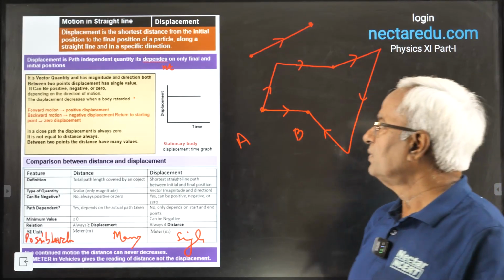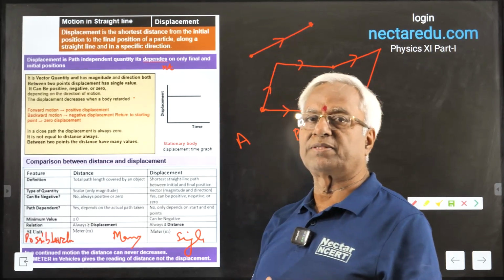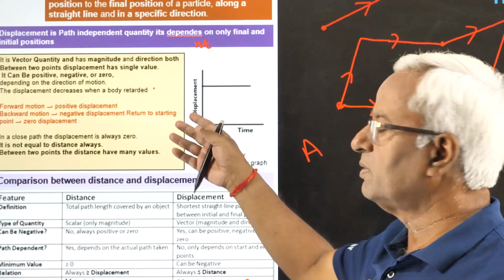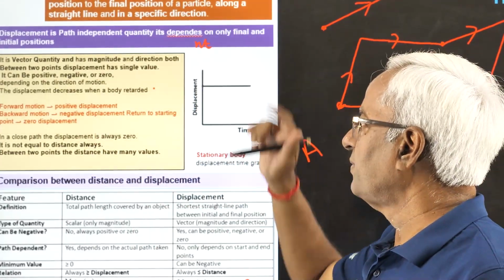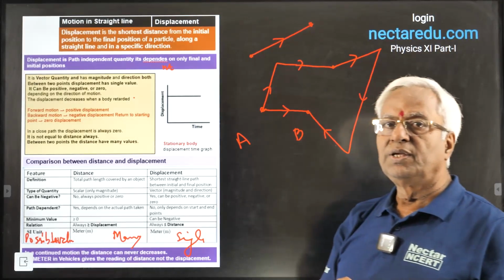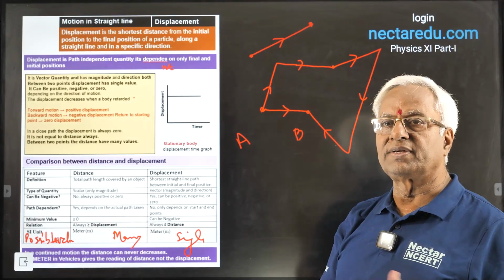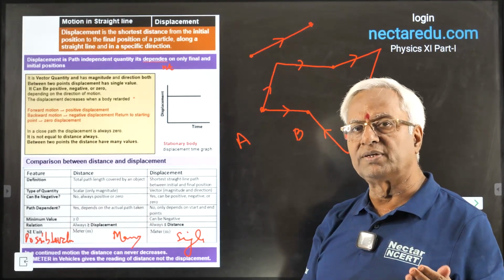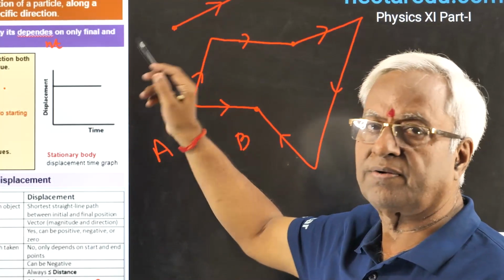If you are going away, meaning you are having forward motion, displacement increases. If you are having backward motion, meaning you start returning, the displacement will decrease. Now for a stationary object, if you try to plot a graph, time will always increase, but the body is not moving, it is stationary. Displacement will be shown as shown over here.